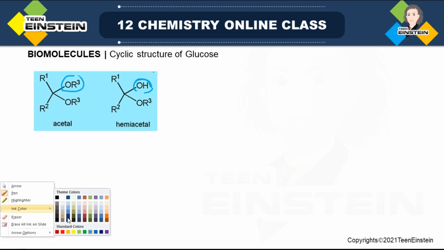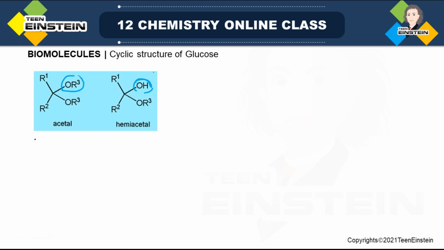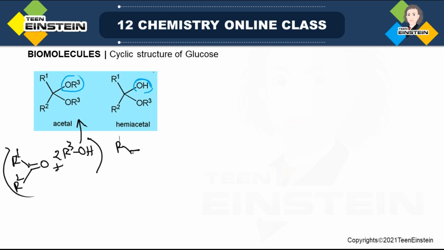Now this type of hemiacetal and acetal, how can we get them? For that, suppose you have started from a keto compound like this, R1, R2, in between there is a CO group, and you are treating it with 2 molecules of alcohol, which is R3OH. Then you will get this type of structure by combining these two. But suppose if you want to get hemiacetal, then again the same carbonyl compound, but now only one alcohol.